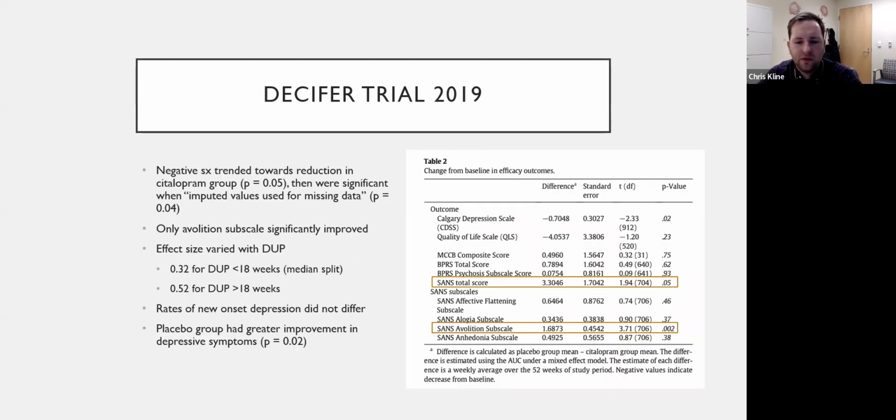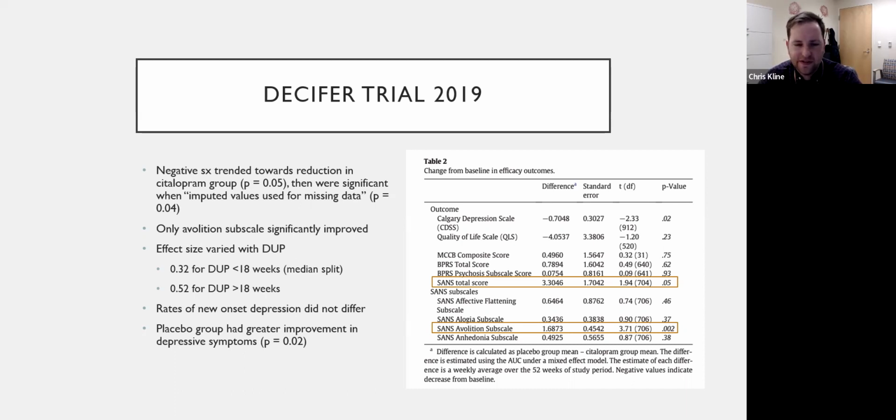So looking at the results of this study, only the avolition subscale on the SANS had statistically significant improvement compared to treatment as usual. And overall, there was only a trend towards reduction in negative symptoms per the SANS total score compared to placebo. This went from being 0.05 to being 0.04 when they imputed values for missing data.